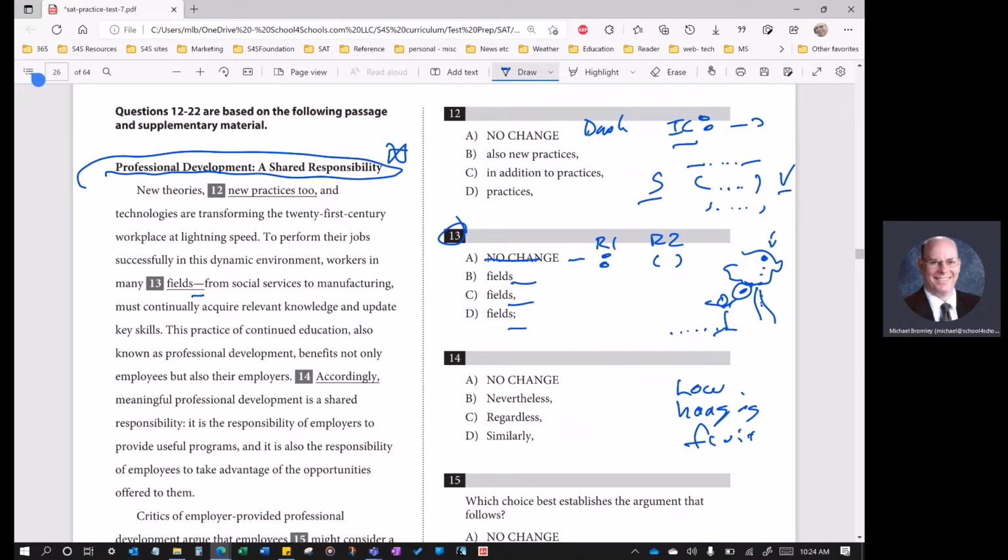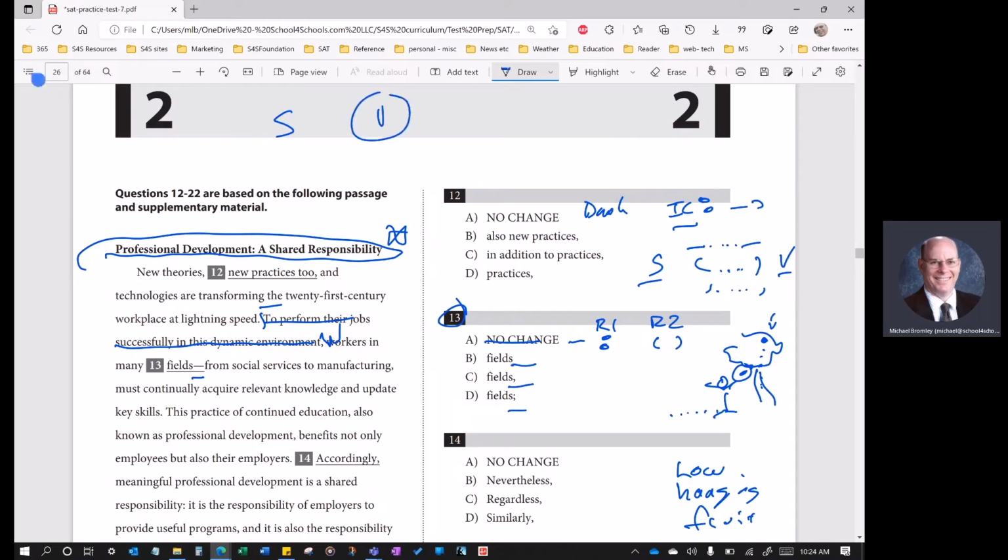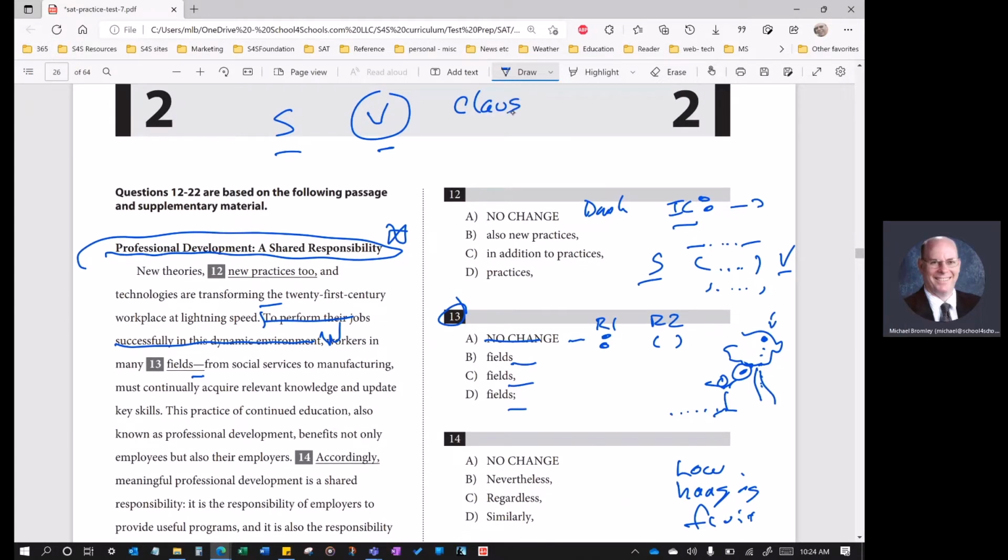So when I go to the sentence itself, it starts here, to perform their job successfully. That's just an introductory phrase, so just get rid of it, okay? So I'm going to start the sentence here. Workers in many, what is my subject and what is my verb? Okay, look for the verb first. Here's my verb, okay? So always look for the verb, because this helps us identify clauses and phrases and dependent and independent clauses. Remember, a clause has a subject plus a verb, and it's part of a larger sentence, right? An independent clause could be a sentence by itself, and a dependent clause could not be a sentence by itself. So just remember what a clause is.